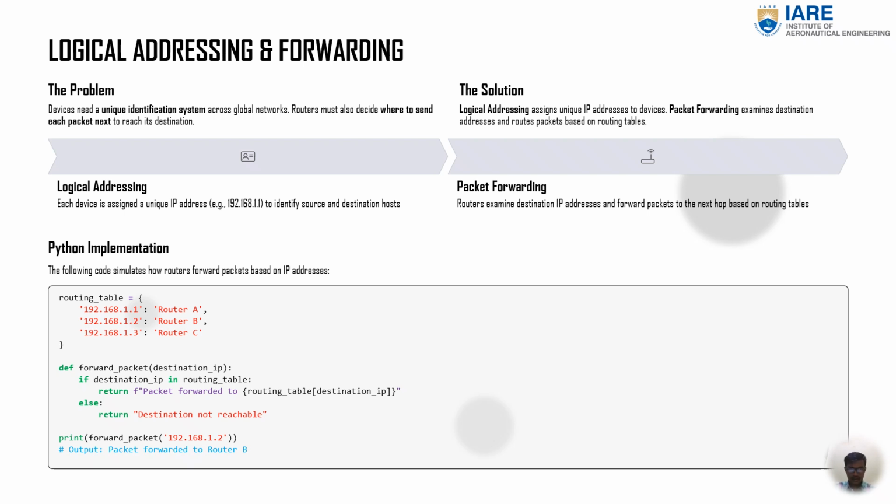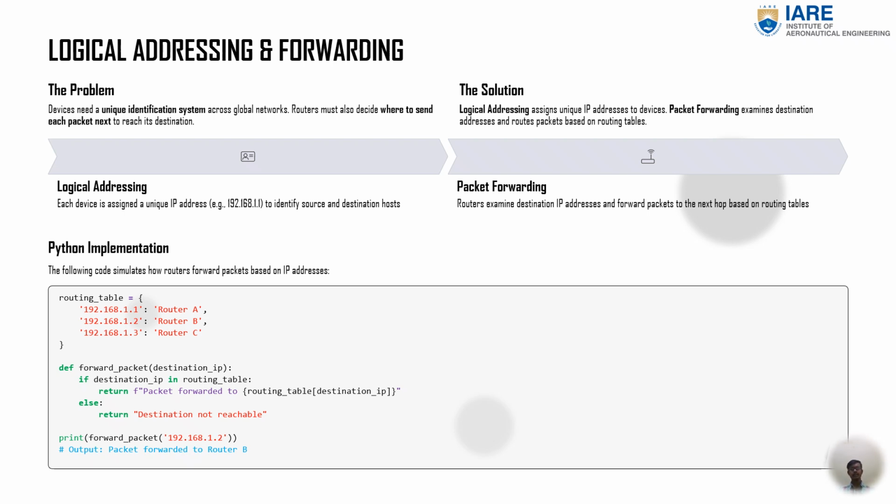And after all this, we are calling the function print forward underscore packet with 192.168.1.2. Let's go through a step-by-step explanation for this. Here the input router is found in the routing table. It maps to router B and the output becomes packet forwarded to router B.